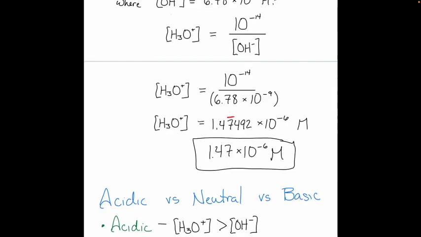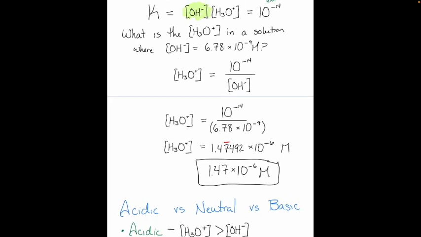Okay, so if we look back above at the problem that we did up here, my concentration of hydroxide was 6.78 times 10 to the negative 9, and my concentration of hydronium was 1.47 times 10 to the negative 6. What would we classify this solution as, acidic or basic? What number is bigger, 10 to the negative 6 or 10 to the negative 9? 10 to the negative 6, right? So this would be an acidic solution.